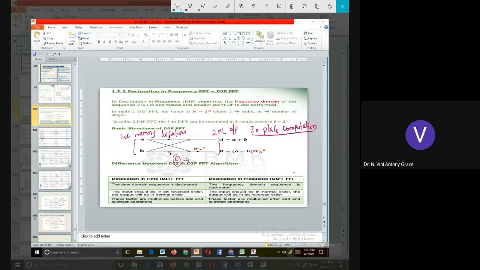Okay, so this concept also should be known to you. What is in-place computation? Instead of using 4 new memory locations, we can very well use the memory locations that are used to store the input to store the output. In place of the input, we are storing the output. That is why it is called in-place computation. Hope it is clear to you.